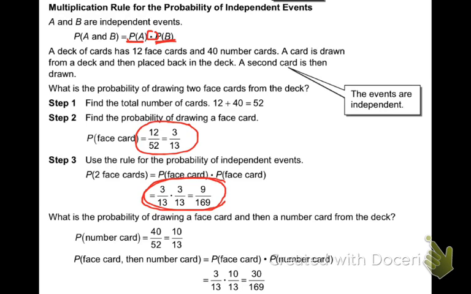All right, and then we can do it another way. We can find the probability of drawing a face card and then a number card from the deck. So a face card and then a number card would give me a bigger probability. Okay, so again, on these questions, you've got to ask yourself, is it affected or is it not affected? Because it changes your second probability or not.